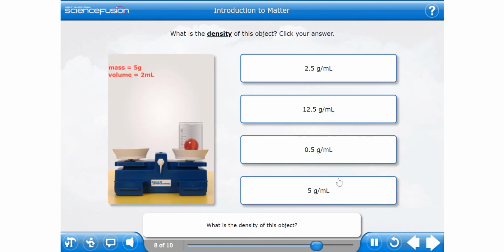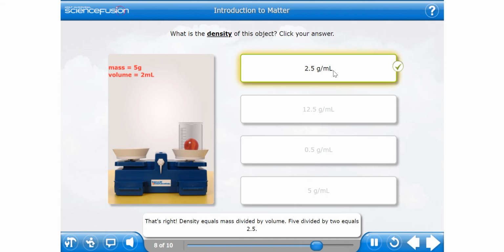What is the density of this object? Click your answer. That's right. Density equals mass divided by volume. 5 divided by 2 equals 2.5.